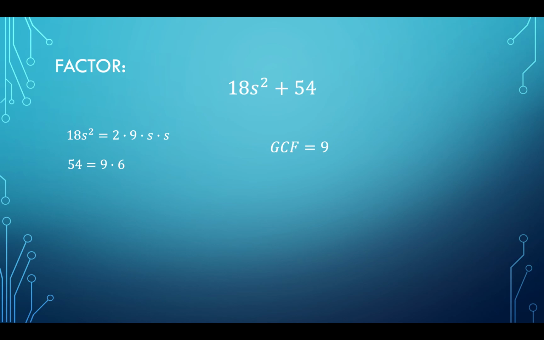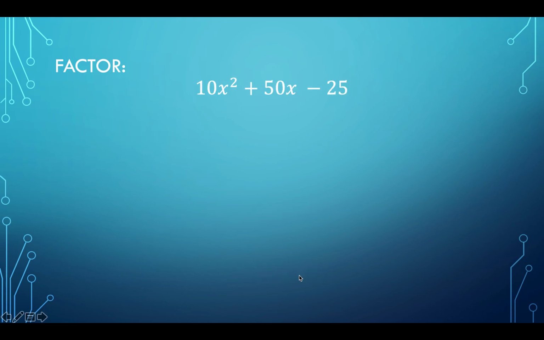So our greatest common factor here is 9, because we look what's in common between both, and it's a 9. So greatest common factor is 9. Cross those out, write 9, and open a parenthesis, and then we work our way backwards. We have 2 and 2 s's, so it's 2s to the power of 2. And then remember I told you work your way next, so it's a plus sign. So plus, what do we have left here? 6. So our final answer is 9 times 2s squared plus 6.